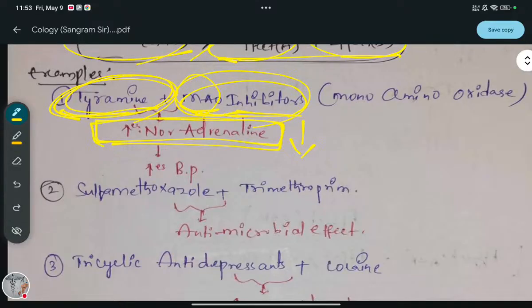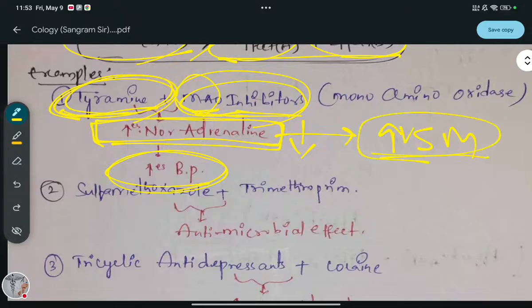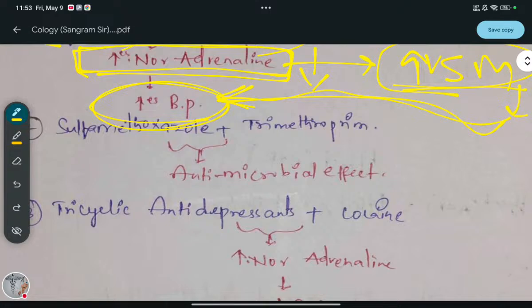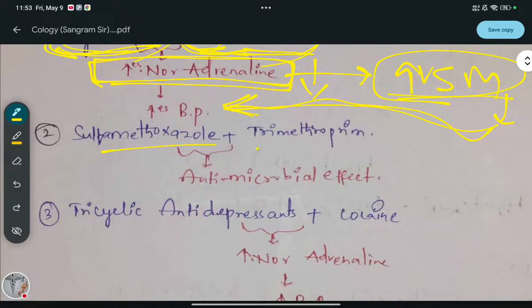When noradrenaline level increases, blood pressure will definitely increase. Why? Noradrenaline level will increase in vascular smooth muscle, so vascular smooth muscle contraction will increase. When vascular smooth muscle contraction increases, vasoconstriction will take place, and when vasoconstriction takes place, the blood pressure will be high.